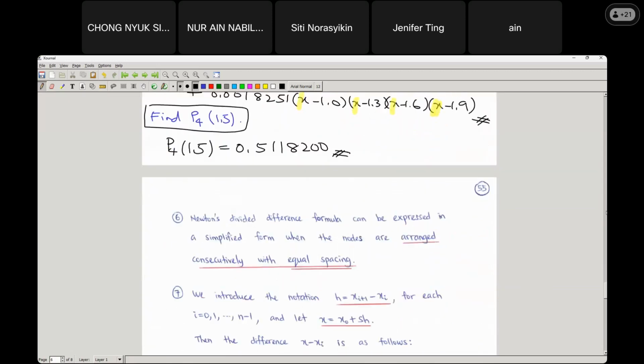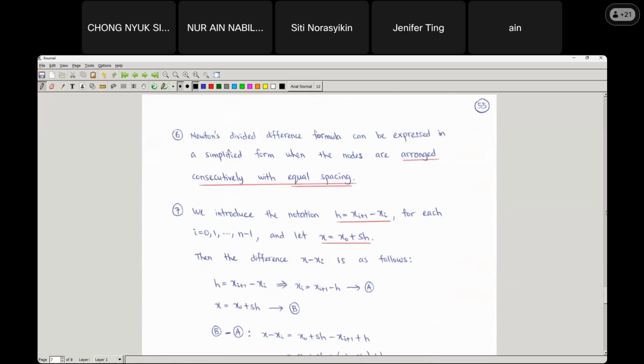So now what we're going to do next is introduce more Newton's formulas. We need to discuss next the Newton forward difference formula. Before we begin the discussion of the Newton's forward difference formula, let us take a look first, based on the Newton's divided difference formula, what we can do. Newton's divided difference formula can be expressed in a simplified form when the nodes are arranged consecutively with equal spacing.